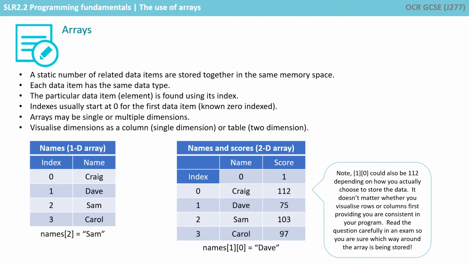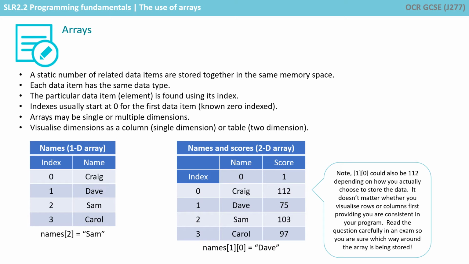So let's just recap what we've covered. An array is a static number of related data items that are stored together in the same memory space. Each data item has to have the same data type. And the particular data item, the element, is found using the index for the array. Indexes usually start at 0 for the first data item, known as a 0 indexed array. And arrays may be single or multi-dimensional. You can visualize dimensions as a column when it's a single dimensional array, or a table where it's a two-dimensional array.